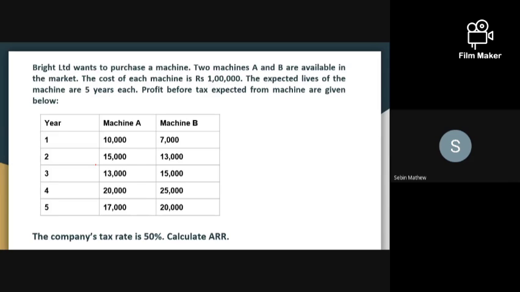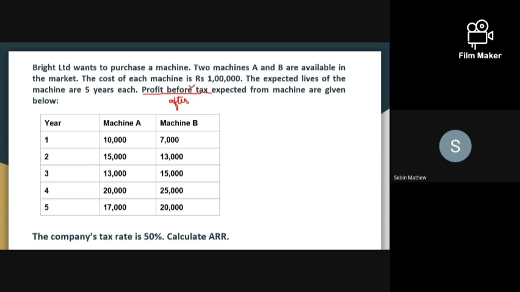So when we are asked to calculate ARR, the basic thing that we need to know is the formula. What is our formula? It is the average annual profit after tax. So you look at the question to see whether that information is given. But what is given here? The profit before tax is given. Correct? But what do we need? The profit after tax is required for us.